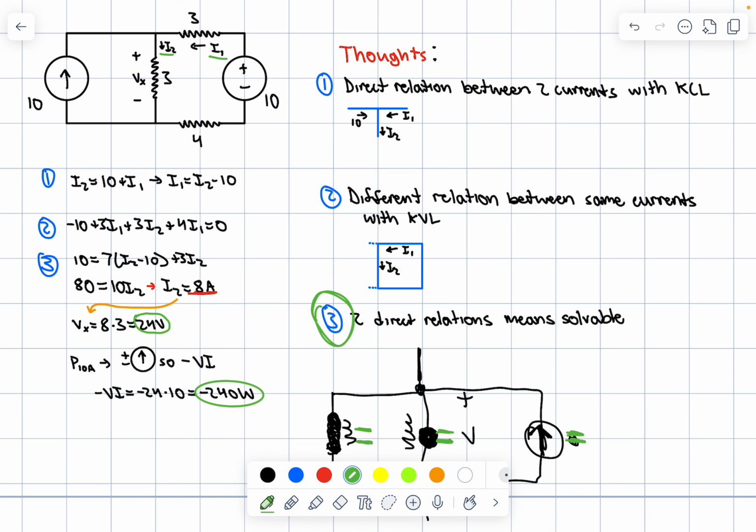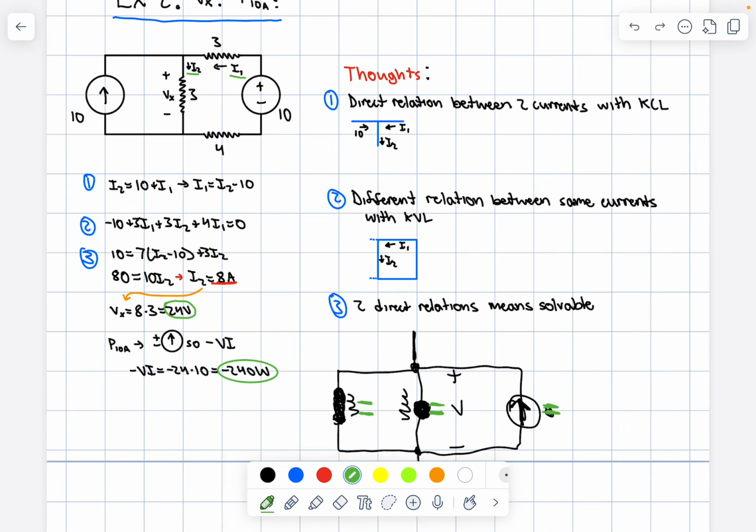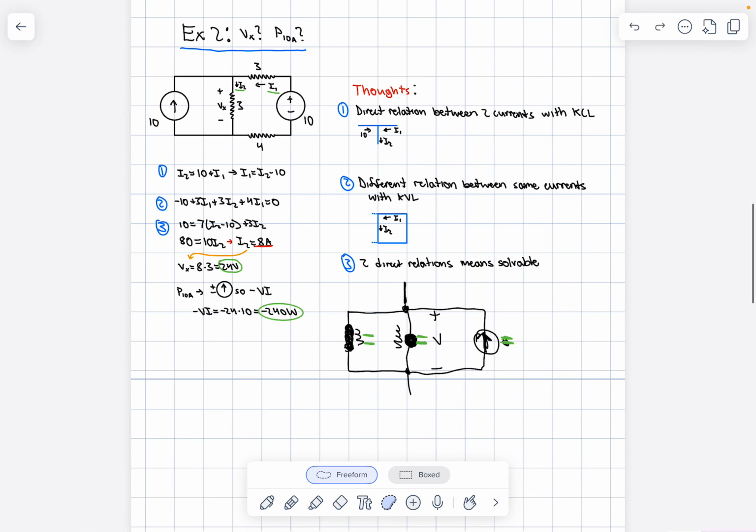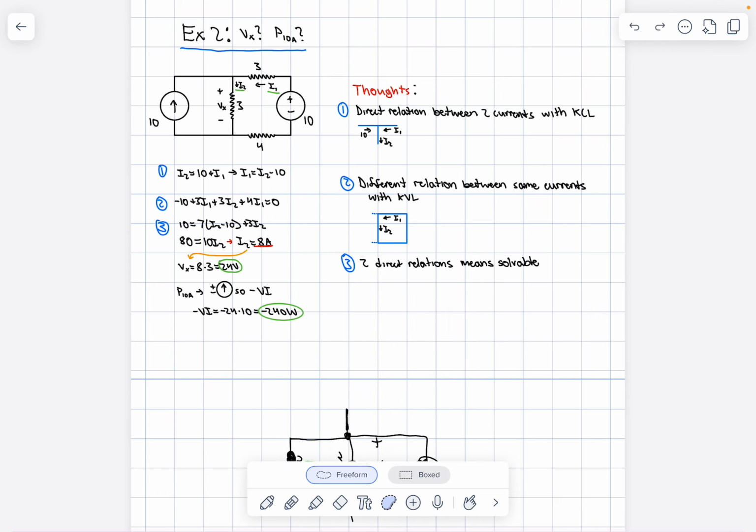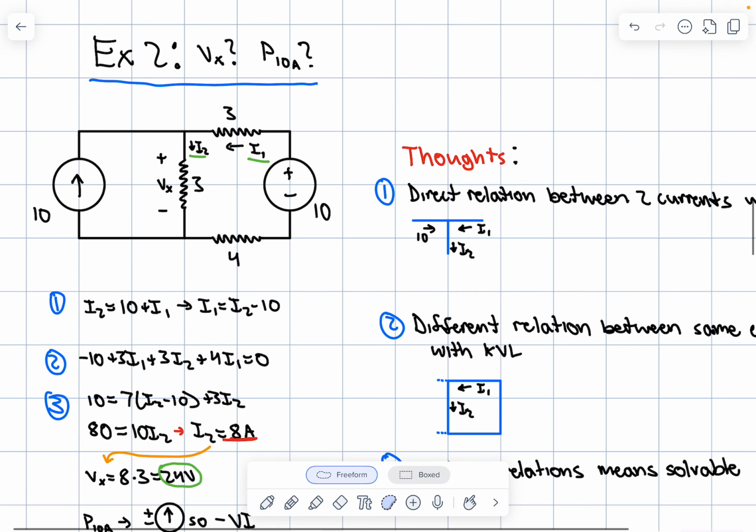So I'm going to create those two direct relations between I1 and I2, and then that third step is to solve the resulting linear system, or use substitution. It doesn't really matter what algebraic technique you use. So let's do step 1. Step 1 here, we have I2 is equal to I1, which is going here, plus 10. This is 10 amps going this direction, okay?